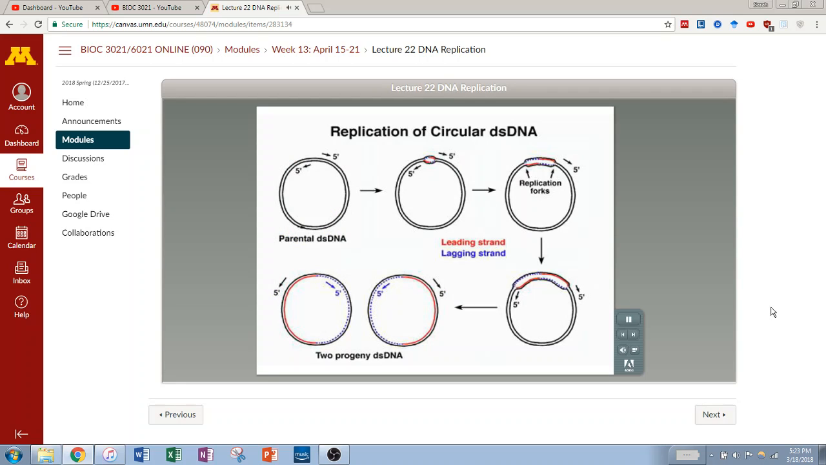With smaller circular DNA molecules, such as the genome of E. coli, DNA replication is initiated at a single origin of replication. Synthesis of DNA occurs in both directions from the origin of replication using 2 replication forks until the entire genome has been replicated.